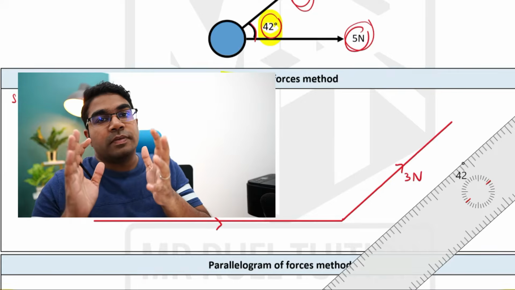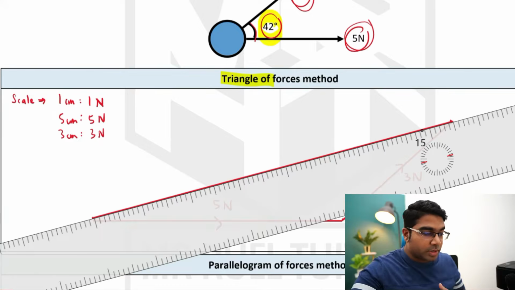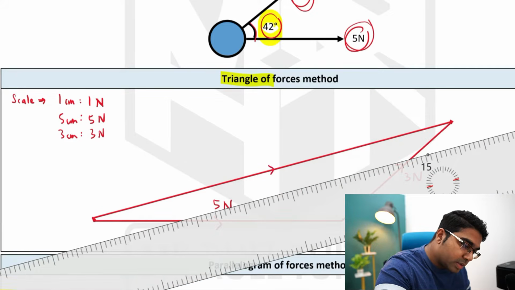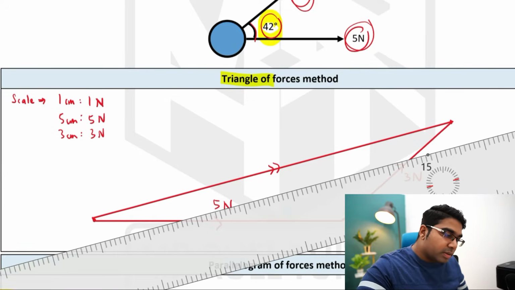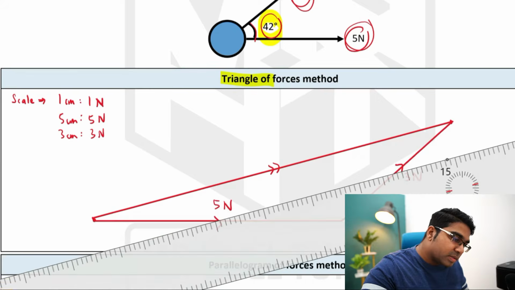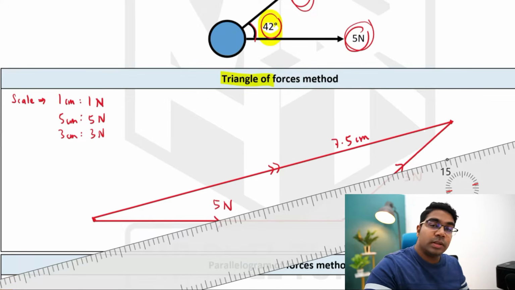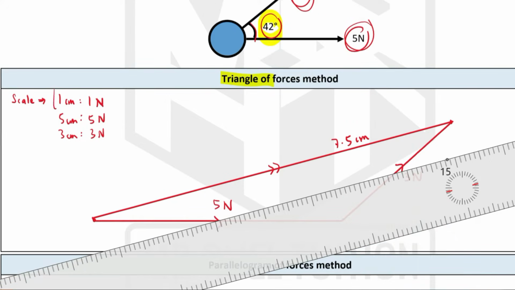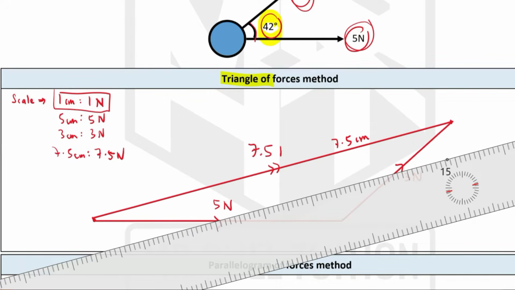And now we are going to find the vector sum. Again, what is the vector sum? When you add these two vectors together, the sum will be from the beginning till the end. Alright, I've already joined the line here, and this will be the resultant force. How do we determine the magnitude of this? We have to measure it. So use your ruler, measure the length of this. For me, this is 7.5 centimeters. And since according to our scale that we set earlier, 1 centimeter is to 1 newton, 7.5 centimeters will be 7.5 newtons. And so the resultant force here is 7.5 newtons.